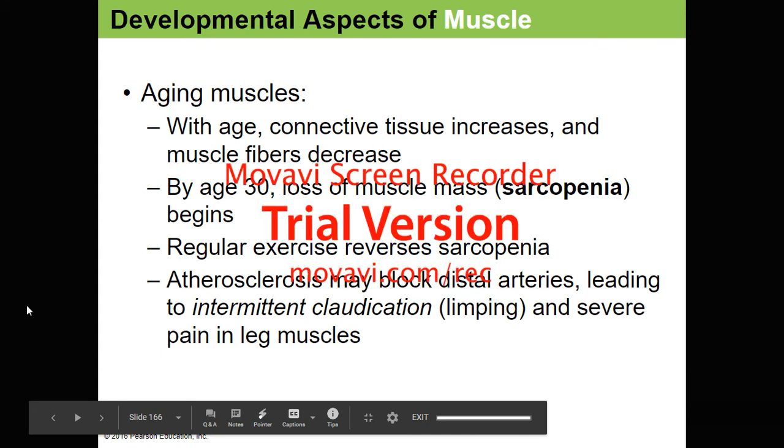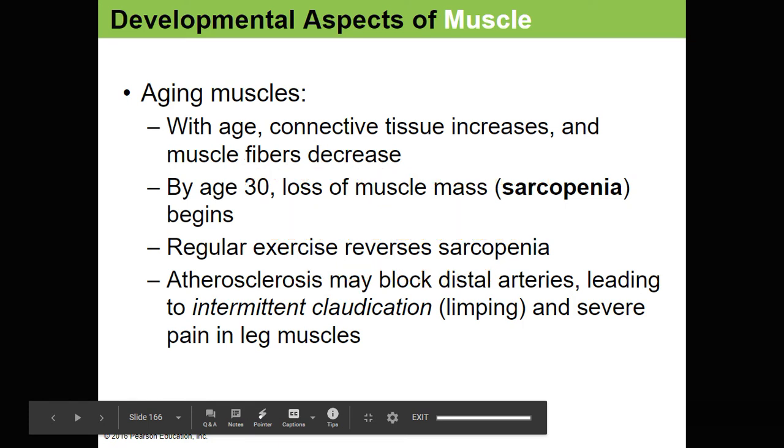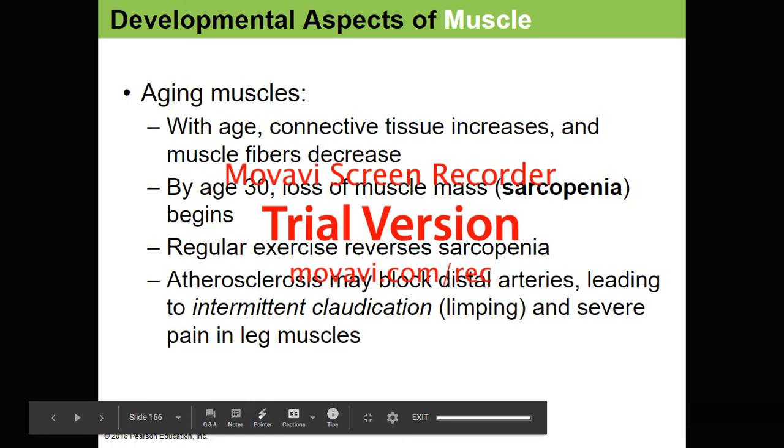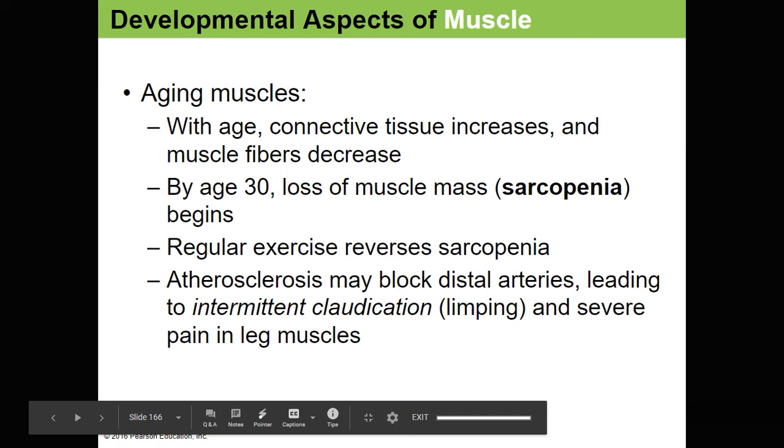So with age, connective tissue increases and muscle fibers decrease. By age 30, you do start having loss of muscle mass, but don't fear regular exercise. You can reverse some loss of your muscle mass. And atherosclerosis is when your arteries get blocked, which may block distal arteries, leading to intermittent claudication, limping, and severe pain in leg muscles. So essentially atherosclerosis can clog your arteries.